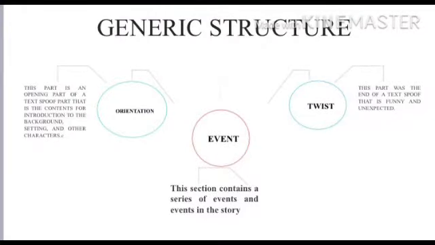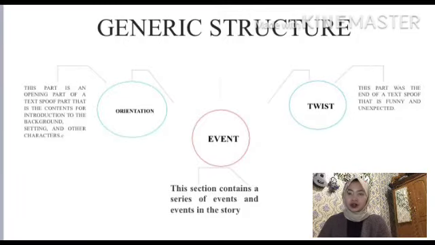Okay, the next is the generic structure. In the generic structure, we have three steps. The first step you must know is orientation. This is the opening part of a spoof text. It contains the introduction to the background, setting, and characters.